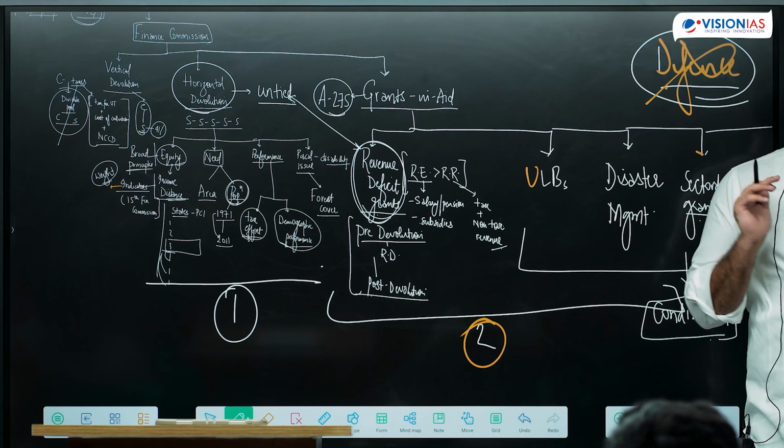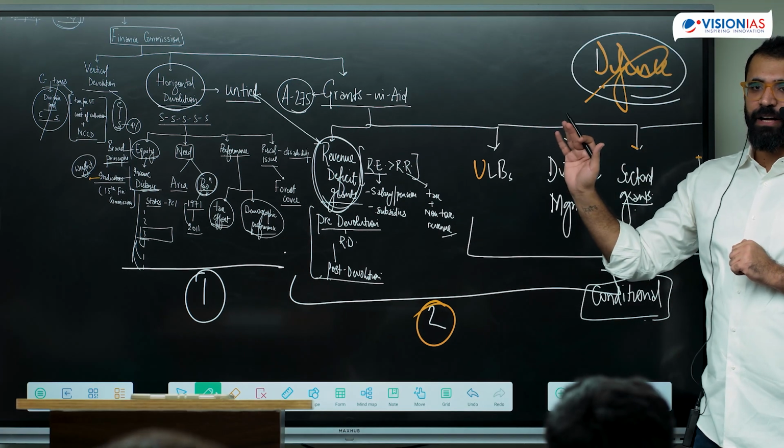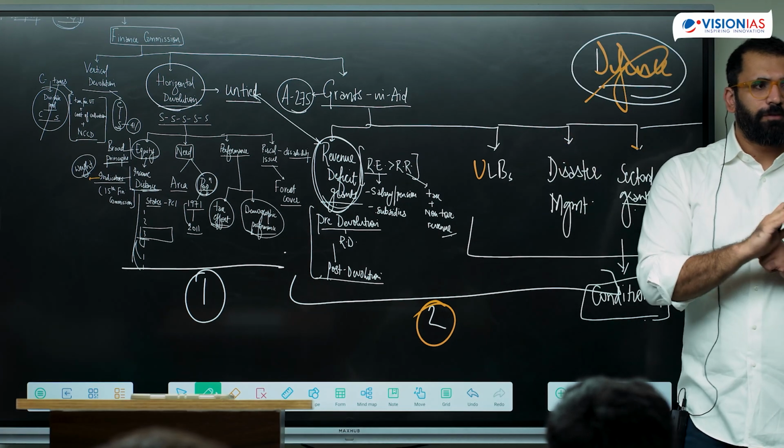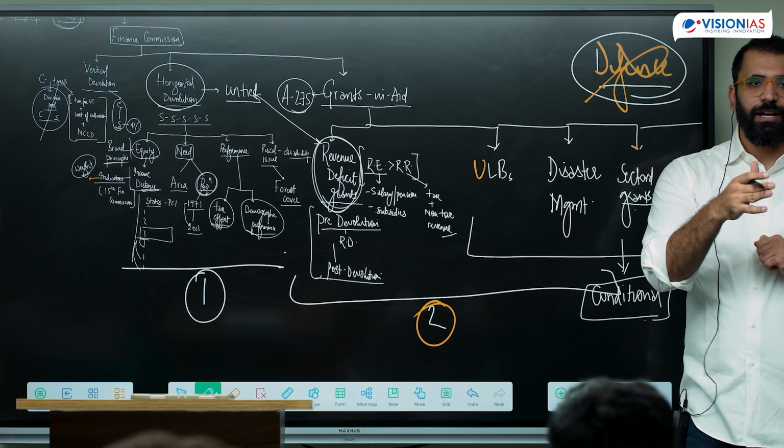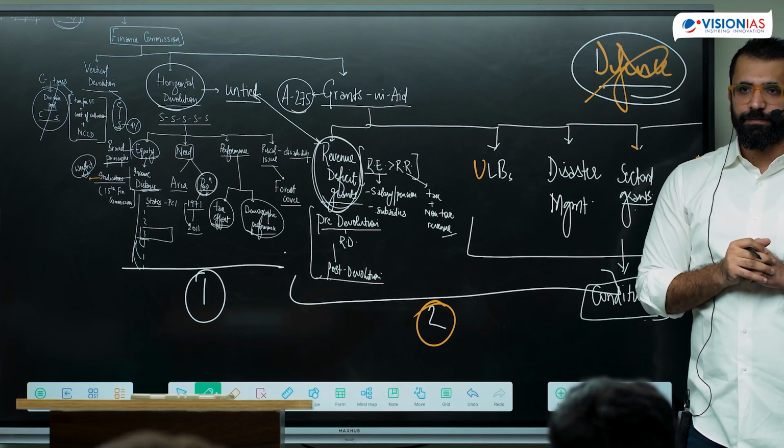Is this clear? Any doubts here? This is constitutionally mandated, and as per the understanding between center and state, this is always accepted.